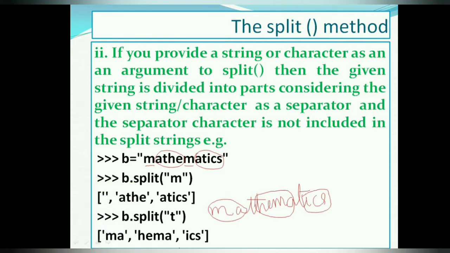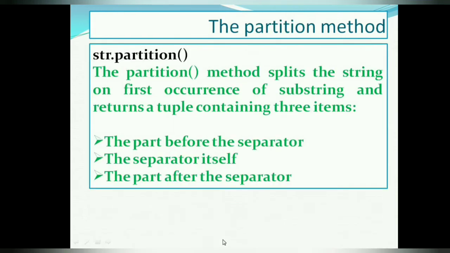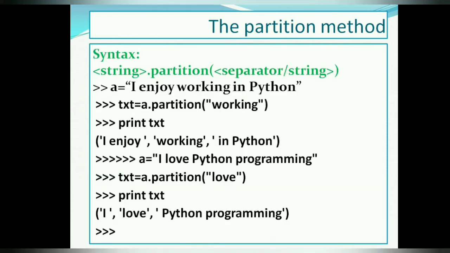Now we will discuss the partition method. The partition method splits the string on the first occurrence of a substring and returns a tuple containing three items: the part before the separator, the separator itself, and the part after the separator. Syntax of the partition method: string.partition within brackets, separator or string.